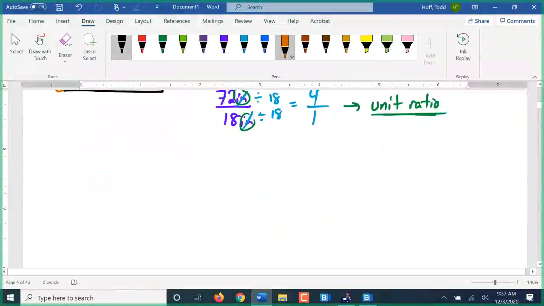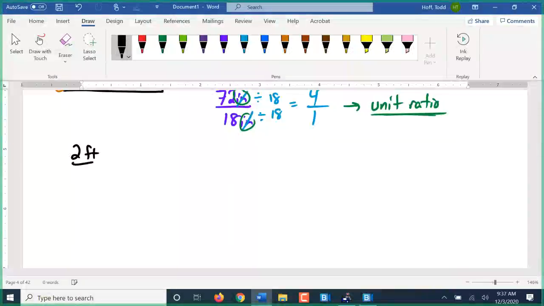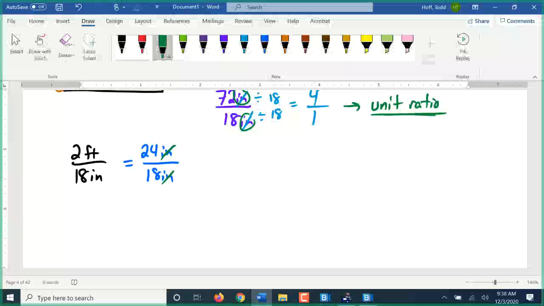So because of that, I might have a ratio like 2 feet to 18 inches. Well, you might think, well, those units aren't the same. You're correct. This is not a ratio right now in the way it's written. But fortunately, I can convert the 2 feet into 24 inches, and it is now a ratio, 24 inches to 18 inches. Now, the inches can cancel out since they're the same unit.